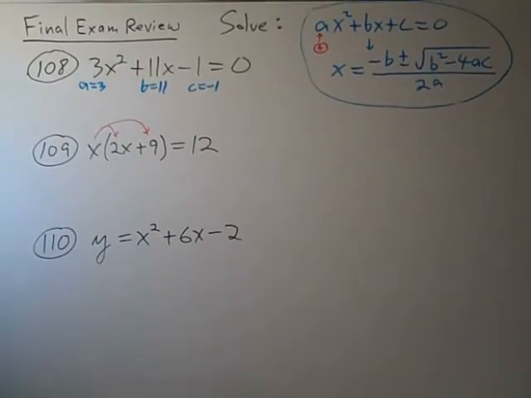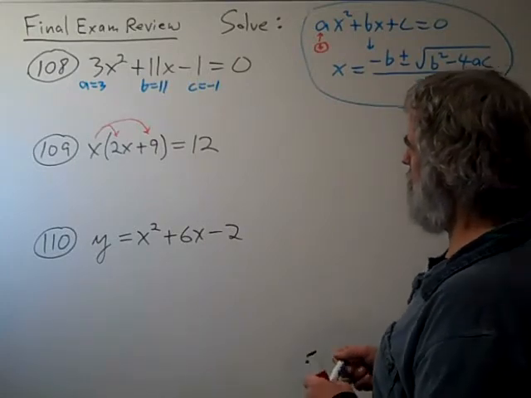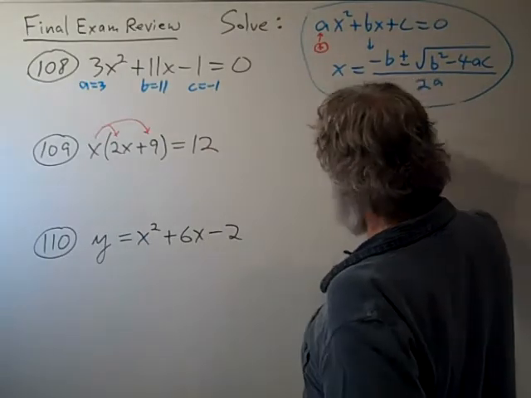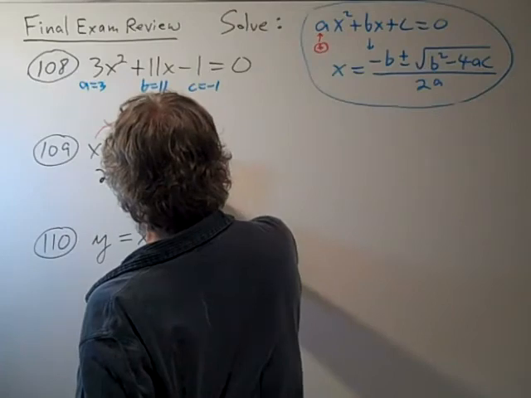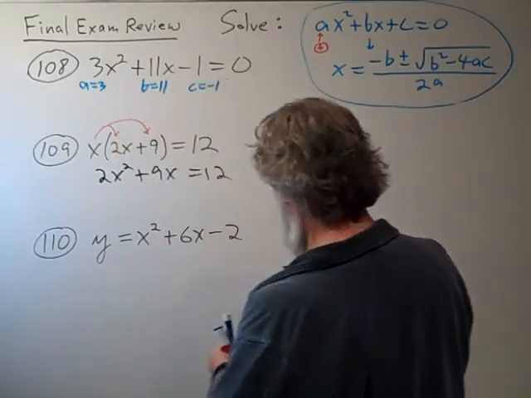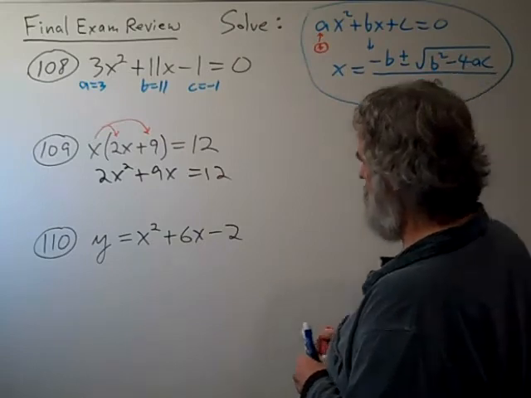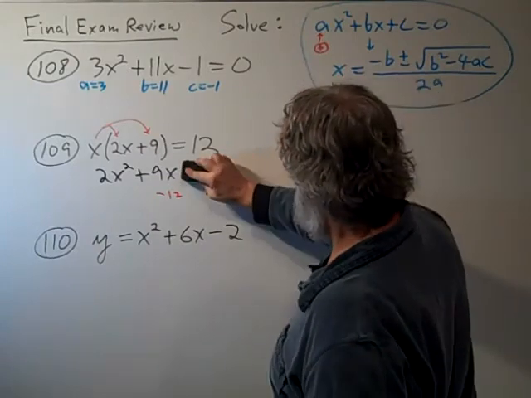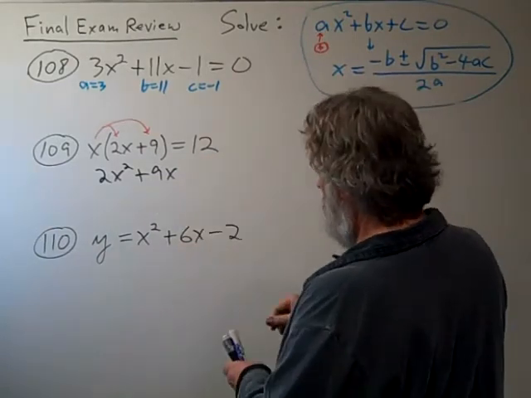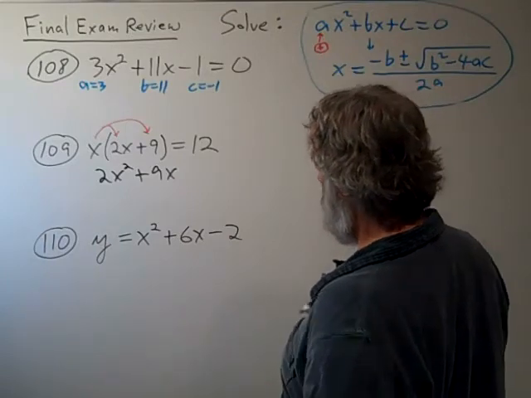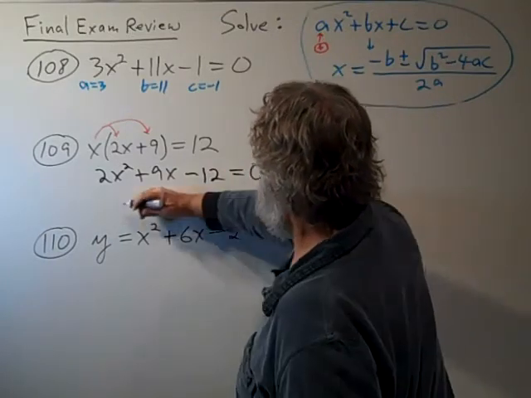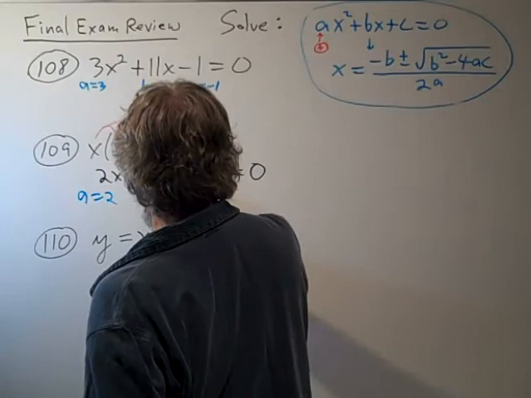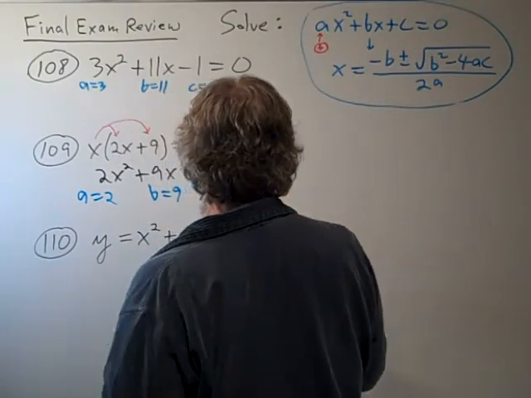Okay, for problem number 109, we first have to distribute the x through the parentheses to put it into standard form so we can apply the quadratic formula here. So we have 2x squared plus 9x equals 12. And if I take away 12 from both sides, this becomes 2x squared plus 9x minus 12 equals 0. So you can see what a, b, and c are. A equals 2, b equals 9, and c equals -12.